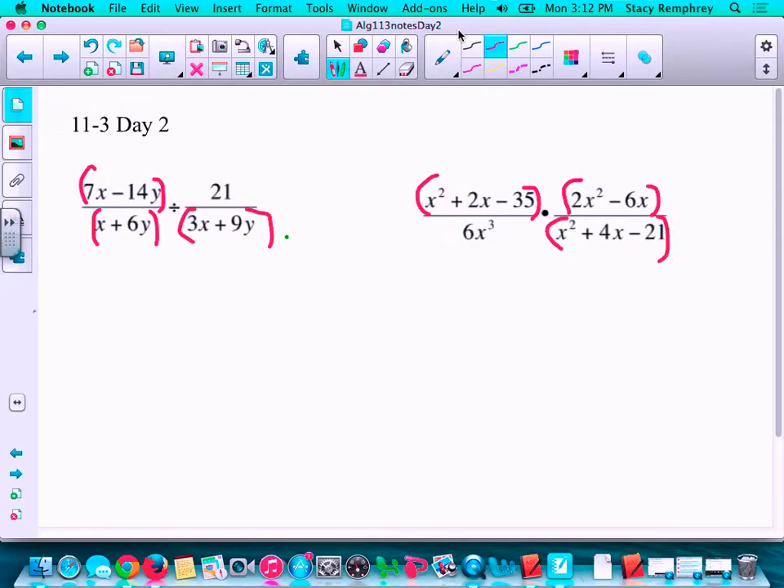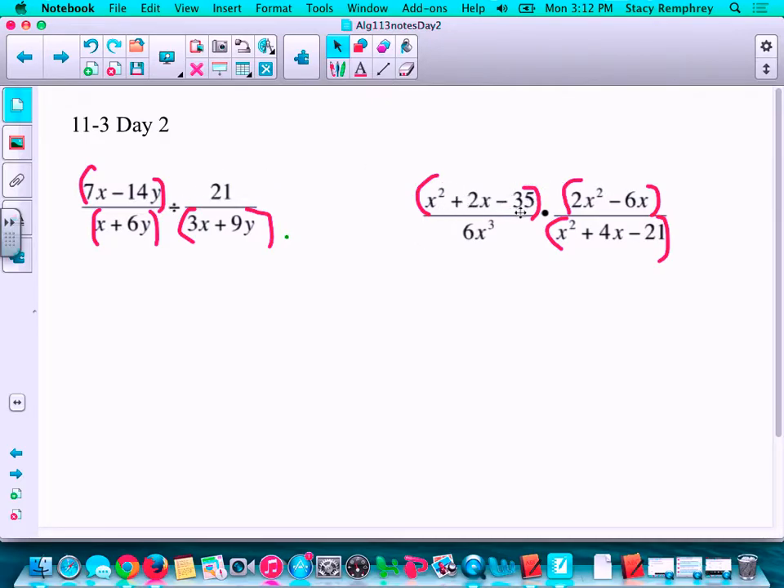Okay. So I would like you to try these yourself. Again, look for a greatest common factor first. Okay, so this one has a greatest common factor. This doesn't, so that's going to stay by itself. Remember, you need to flip this because it's division. And then look to cancel.